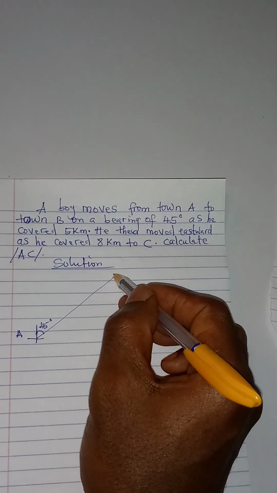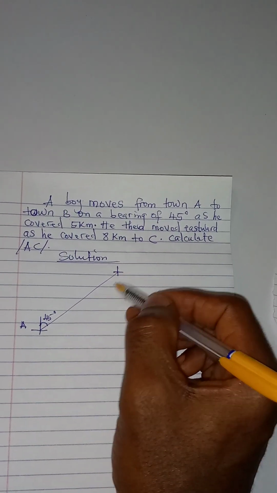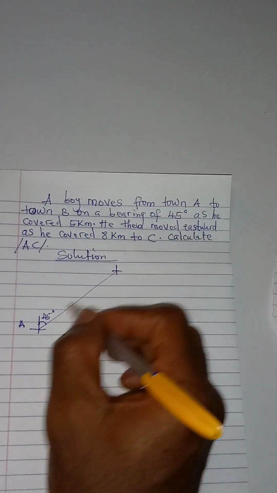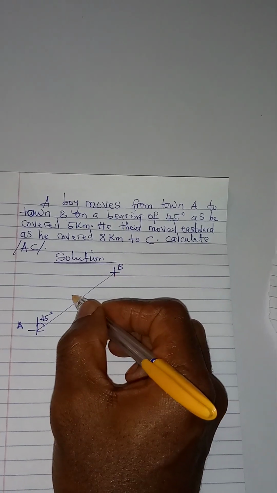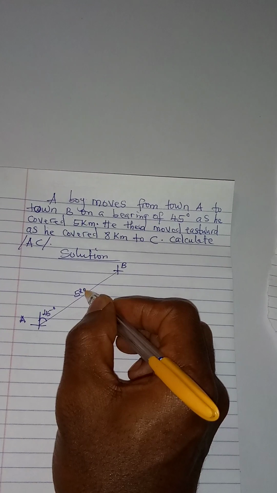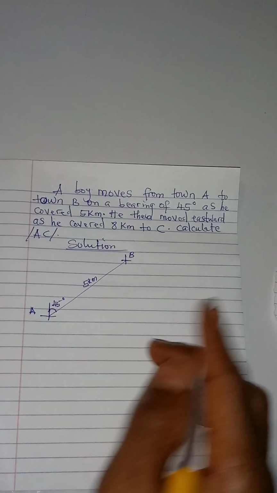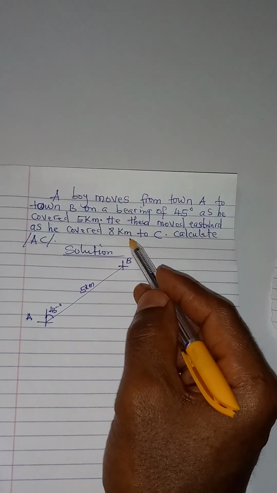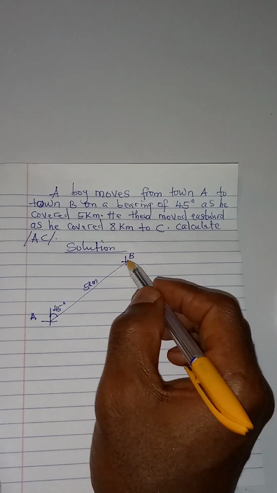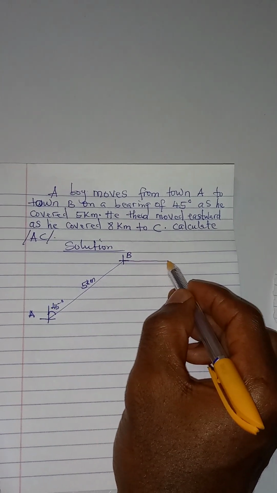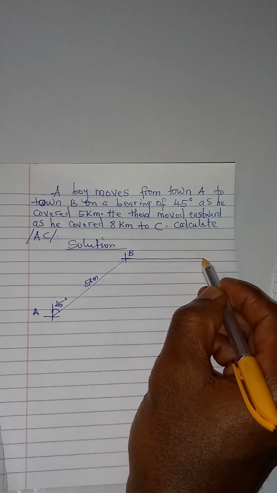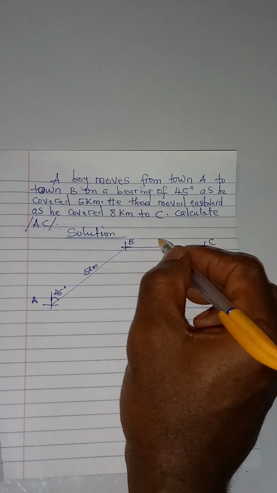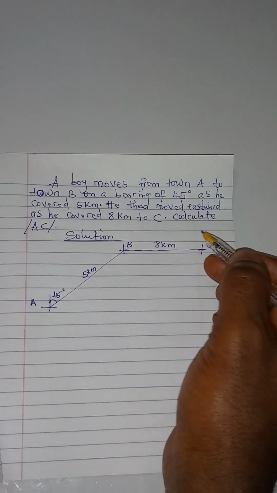Then from this point he covered 5 kilometers from A to B. Let's call this point B. So this is 5 kilometers from A to B. Then he moved eastward as he covered 8 kilometers. That means he moved towards the east as he covered 8 kilometers. Okay, so this is the point C after he covered 8 kilometers. So this is 8 kilometers.